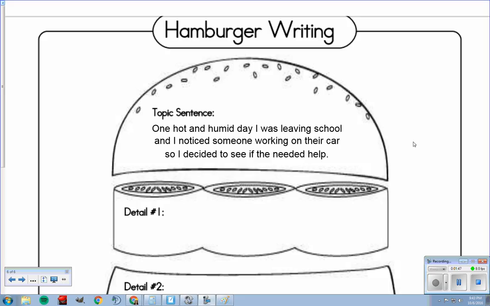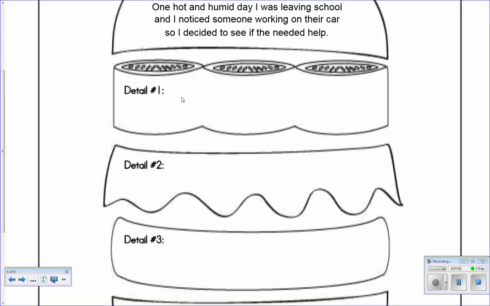So what I need to do next is decide what 3 parts of my story I want the person who is reading my narrative to know. I know for sure that I want them to know that I had asked that person and they told me that their car wouldn't start. See, I'm not writing a complete sentence. I'm just saying as my first detail, the first thing that happened in this story is they let me know their car wouldn't start.